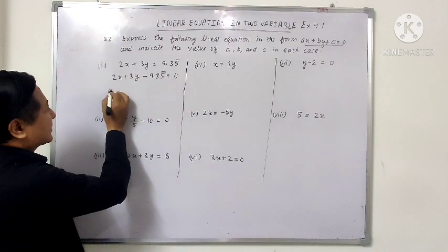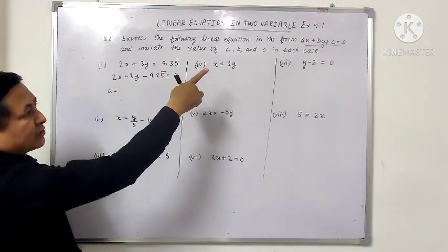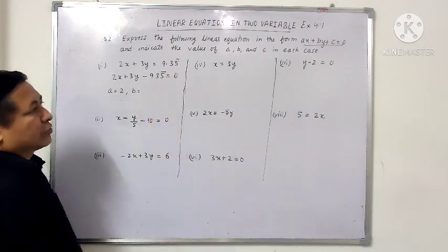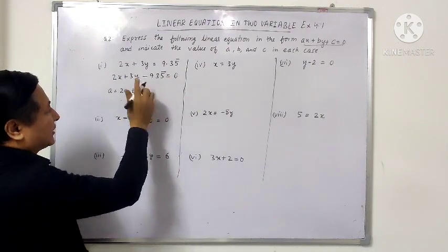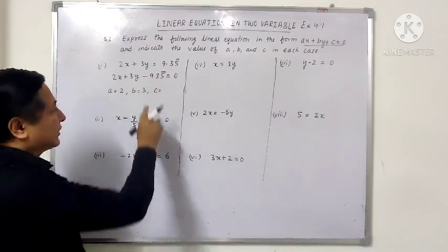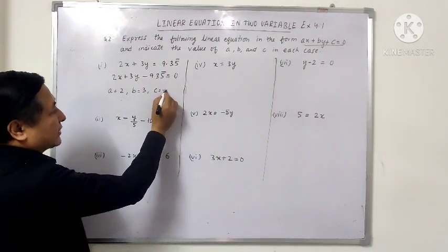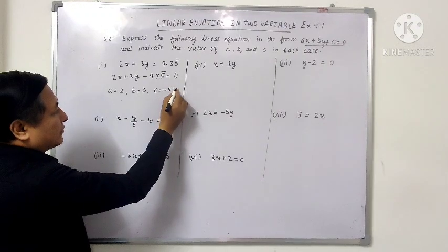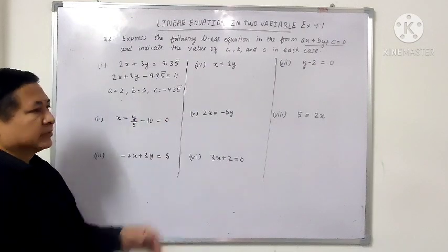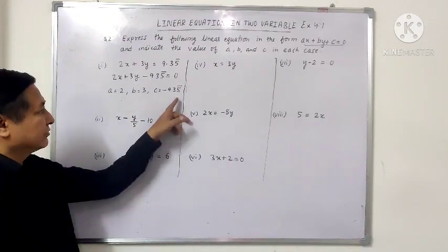So now what is a in this? A is the coefficient of x, you can see there, so it is 2 here. And what is b? That is the coefficient of y, that is 3, and c is the constant term, and here the constant term is minus 9.35 bar. So the values of a, b, c are 2, 3 and minus 9.35 bar.